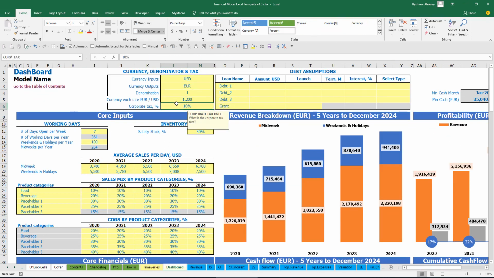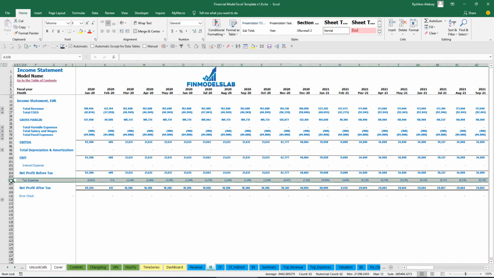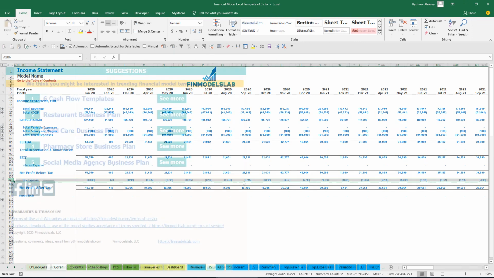Additionally you have corporate tax setup. You can change this number and this will impact tax expenses in your income statement.